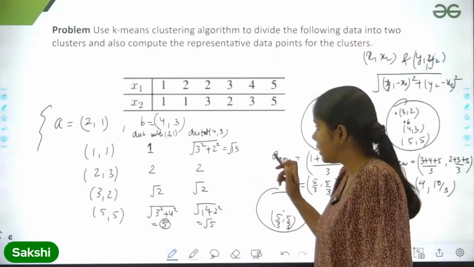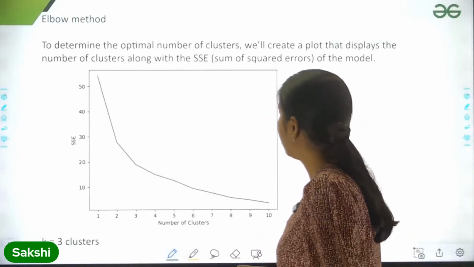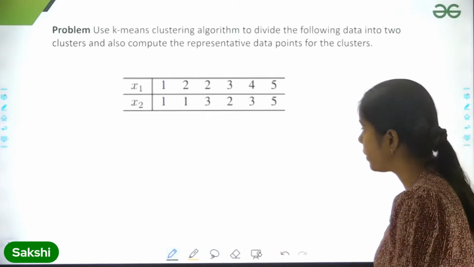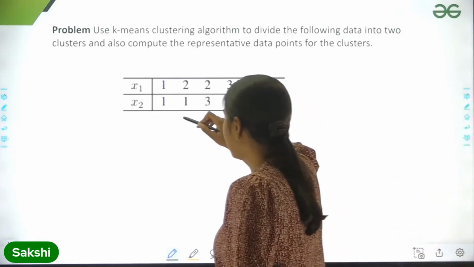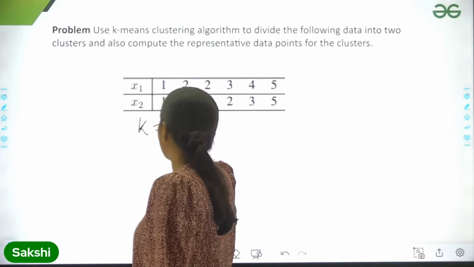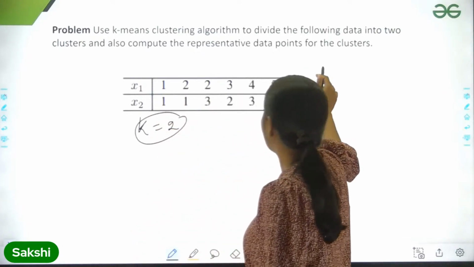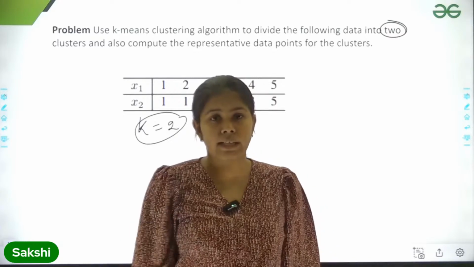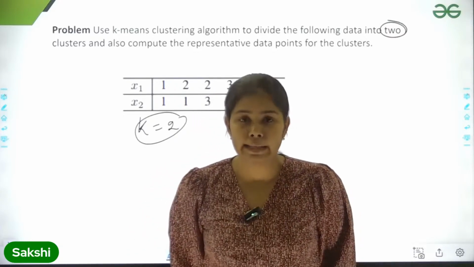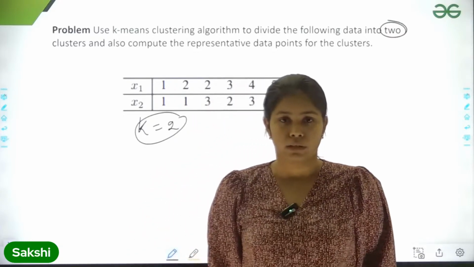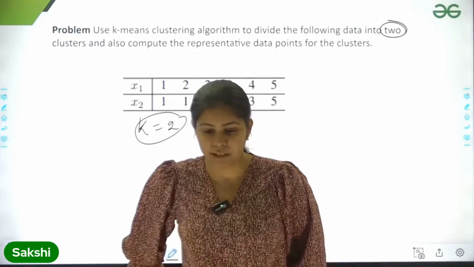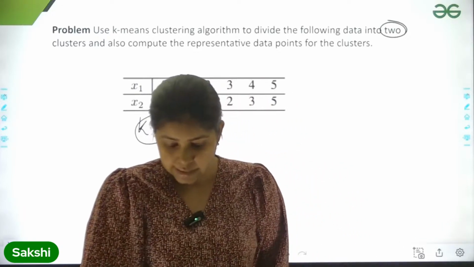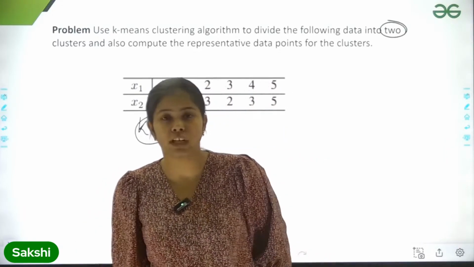But before discussing questions, there is one more important thing. Here I have taken the number of clusters by myself, or it is given in the question that you have to divide it into two clusters. But how would I decide how many clusters I have to take? Anybody have any idea how I would decide how many clusters to take?